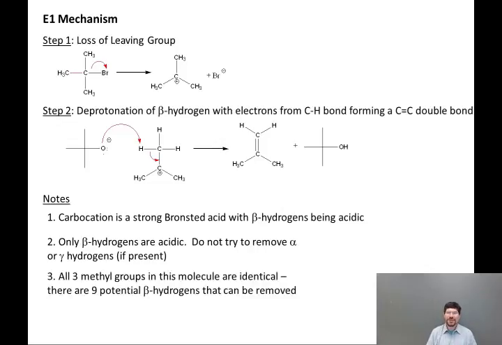In this particular molecule, there are 3 methyl groups on the central carbon, and all 3 of those methyl groups are identical. As a result, there are 9 potential beta hydrogens that can be removed, each methyl group having 3 beta hydrogens. And in this case, no matter which of those 9 beta hydrogens you decide to remove, you will end up with the same product.